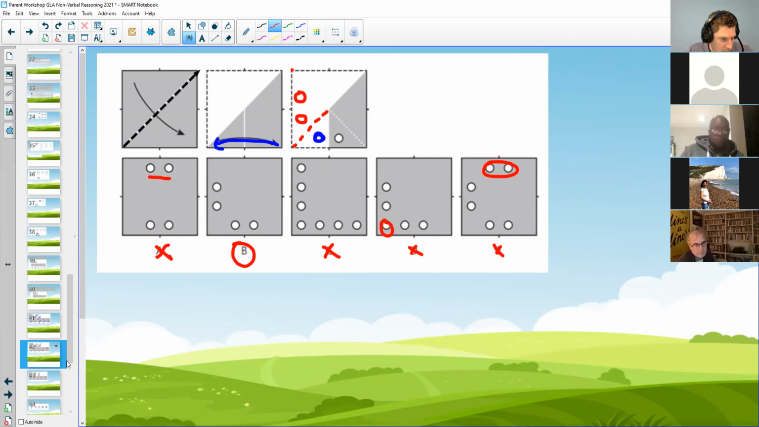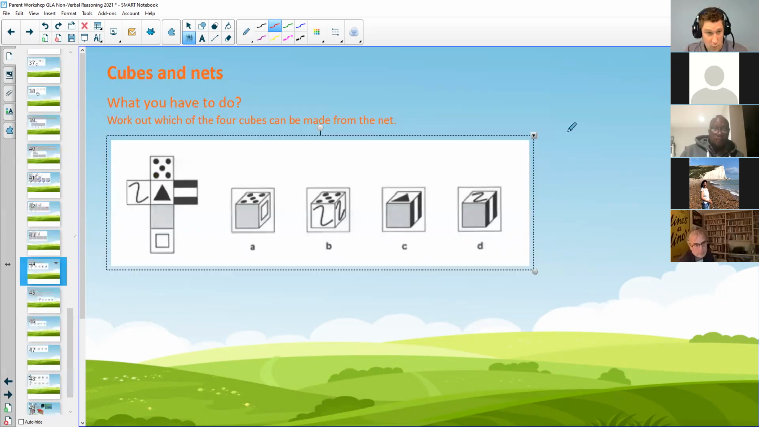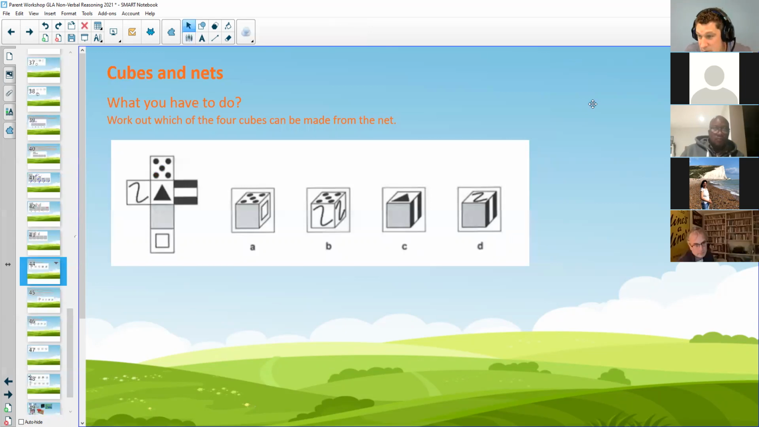Right, I think we should move on to another question type, which is very common within GL, which is cubes and nets. Often children do find one of these as certainly one of the harder question types. I think with these questions, the most important thing is to have a little bit of a process, a strategy to work them out.